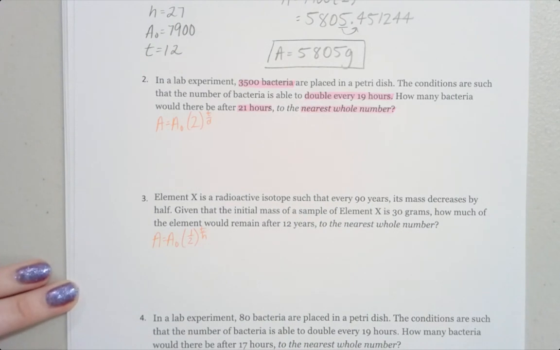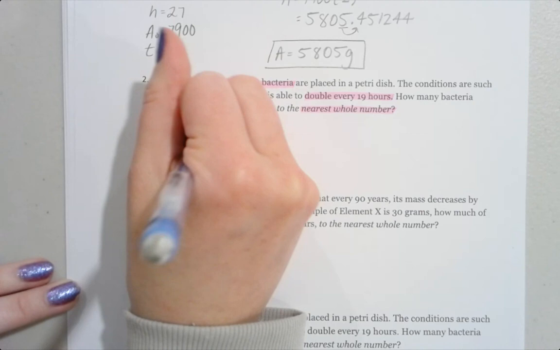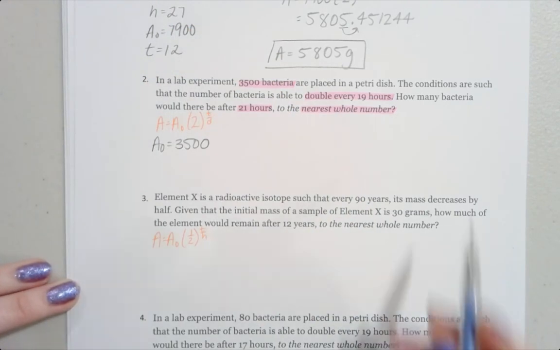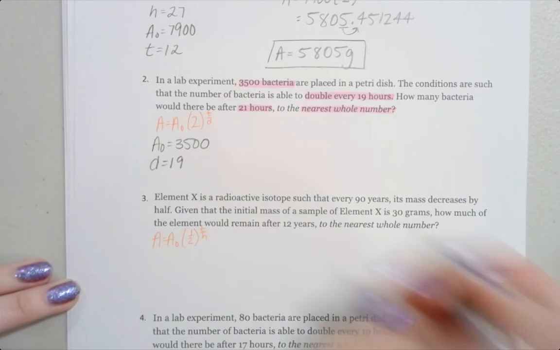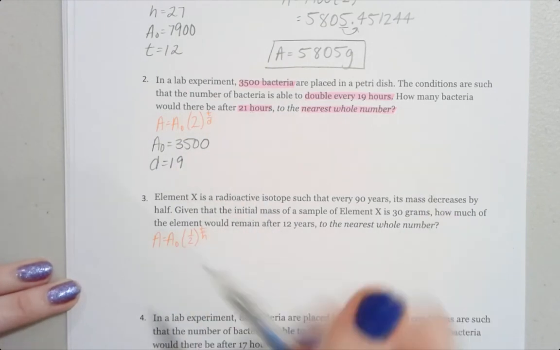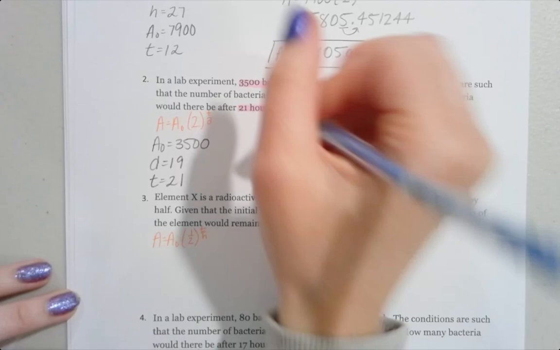So let's write down what we have. 3,500 bacteria is the initial amount of bacteria that I started this experiment with. Doubling time is 19 hours, so that's D. I'm going to leave it there for 21 hours, so that's the time that I want to know. And now we can go ahead and plug in.